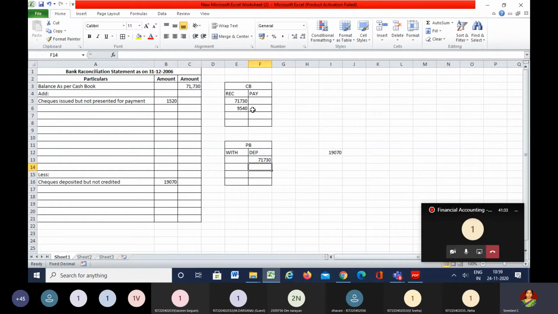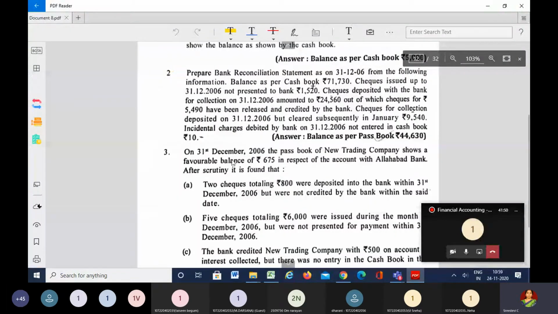So again, what is going to happen? The cash book is showing more and the passbook is showing less. So therefore, again we need to minus. So checks deposited but not credited, and the amount of the check over here is 9,540.